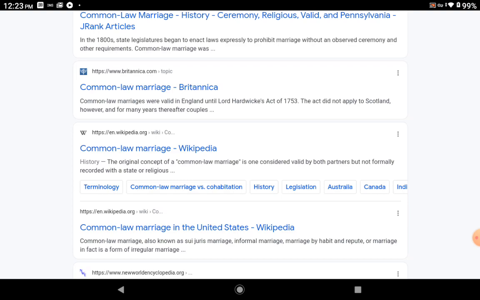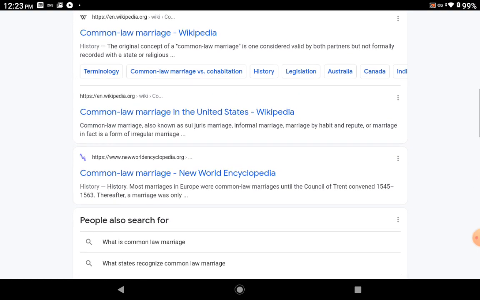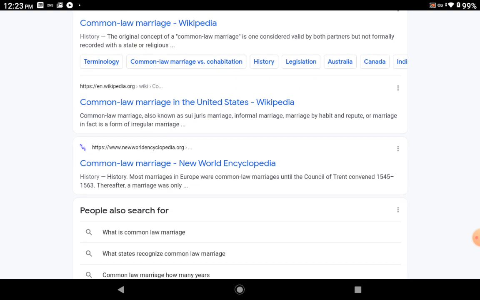Now, are we certain? Common law marriage was considered valid in both partners, but not formally recorded by the state or religious, and so on. That wasn't a common law marriage. Common law marriage was done under religion. Common law, look, basically go back and look at how common law marriages were done.